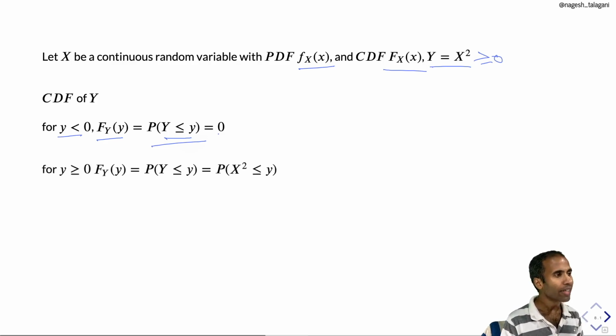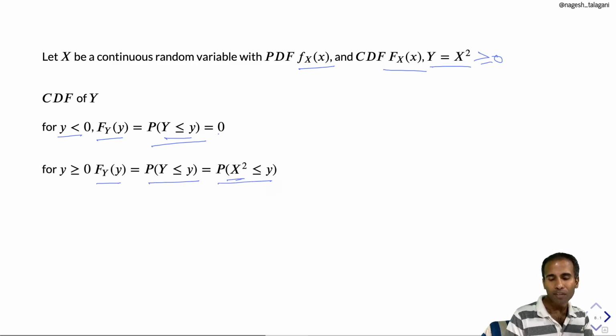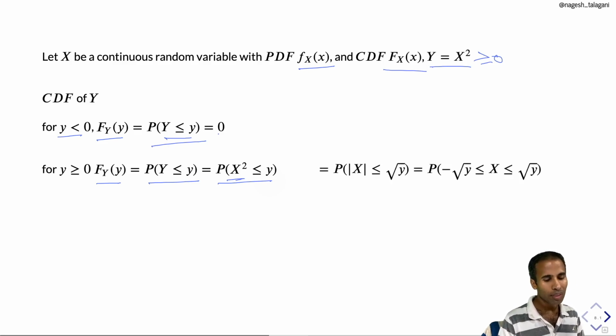Okay. If y greater than or equal to 0, then F_Y(y) is what? Probability of Y less than or equal to y. What is Y? X square. That means probability of X square less than or equal to y. X square less than or equal to y if and only if mod X less than or equal to root y. So this probability is the same as the probability of mod X less than or equal to root y. Mod X less than or equal to root y means X is between minus root y and root y. Okay, so this looks like a probability of a less than or equal to X less than or equal to b. We know how to answer this one.